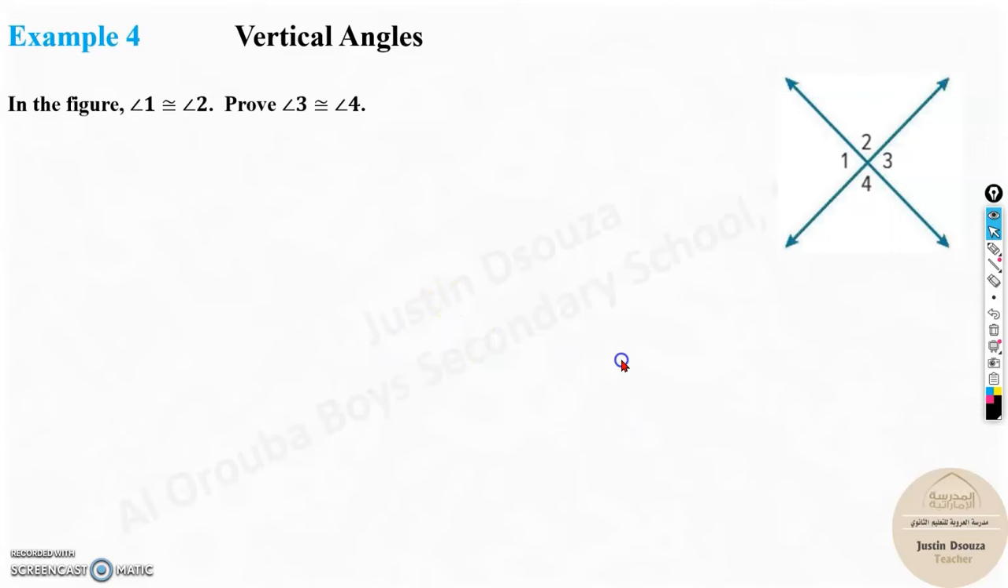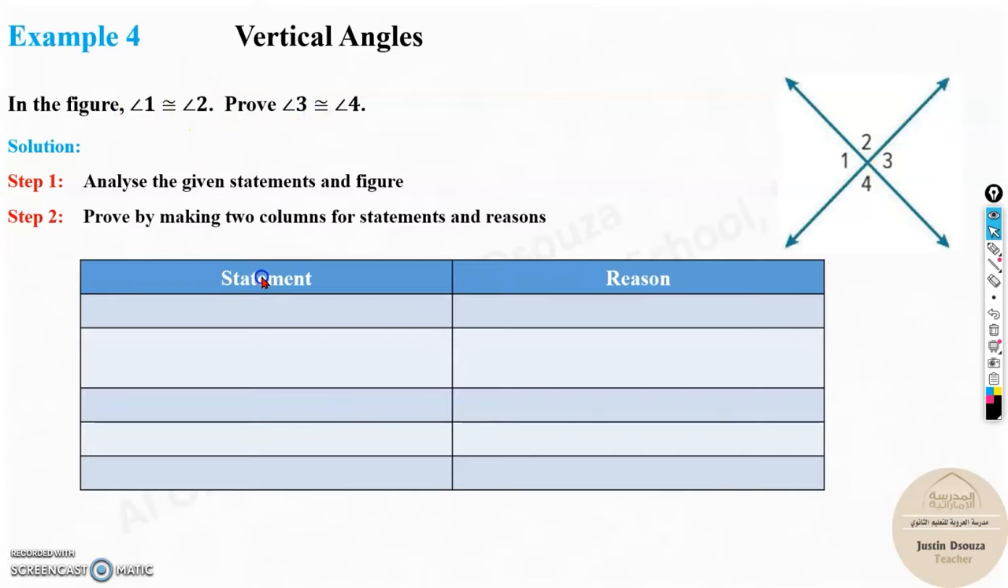Now let's see that. First thing, we have to analyze whatever is given. So we have to prove 3 and 4. We know 1 and 2 are equal. Now, make the two columns, statement and reason. Over here, the first one, angle 1 is congruent to angle 2. That is given.